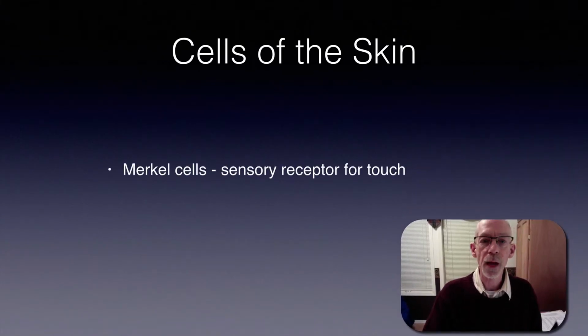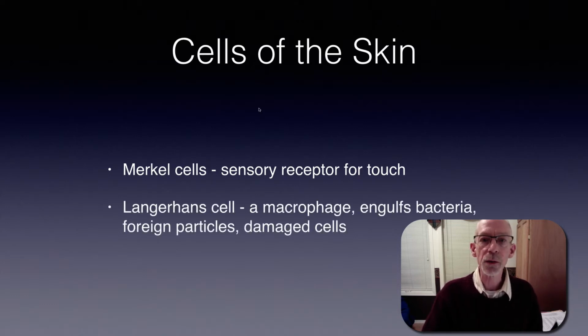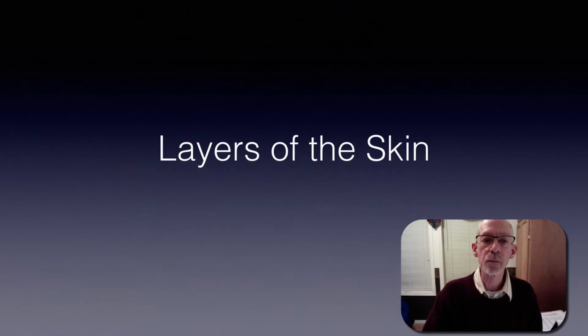Another cell that's found within skin are the Merkel cells. These are sensory receptors for touch. And we also have in our skin Langerhans cells. This is actually a macrophage, which engulfs bacteria and foreign particles and damaged cells.